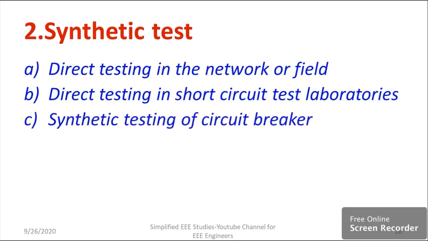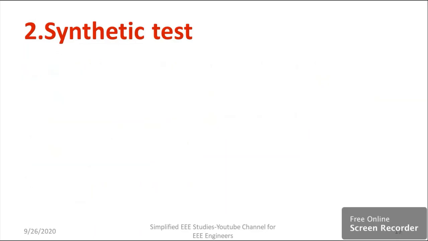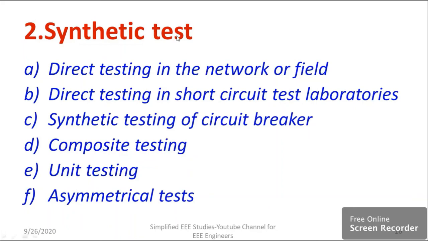Then synthetic testing of circuit breaker, the importance of which we are going to discuss. Then composite testing. Why are composite tests required? Then we'll be learning about unit testing, then asymmetrical test. These are the different tests which come under synthetic testing. Okay, these are the procedures. There are six procedures. Let us understand those six procedures step by step.